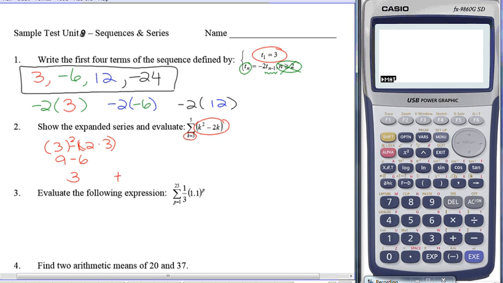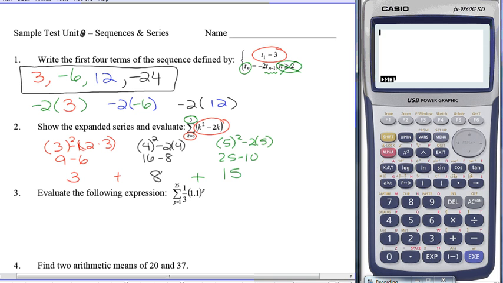For the second term, I'm going to do the same thing, except now I'm going to plug in a 4. So I'll have 4 squared minus 2 times 4. So that's 16 minus 8, which is 8, and 8 is the second term in our series. Then I'm going to plug in a 5. So I'll have 5 squared minus 2 times 5. So that's 25 minus 10, which is 15. 15 is the third term in our series.